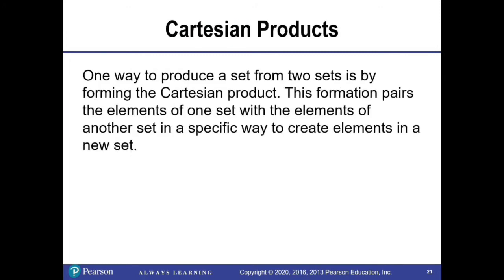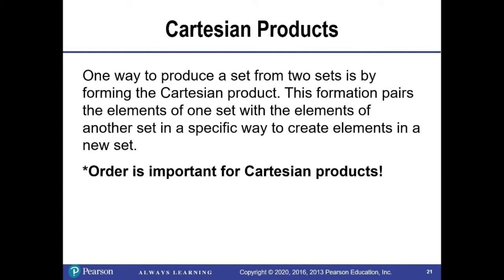This brings us to our next topic, Cartesian products. So one way to produce a new set is to take elements from 2 different sets and put them together as what we call a Cartesian product. Now, the way that we put these pairs together is specific, and order is extremely important for our Cartesian products.